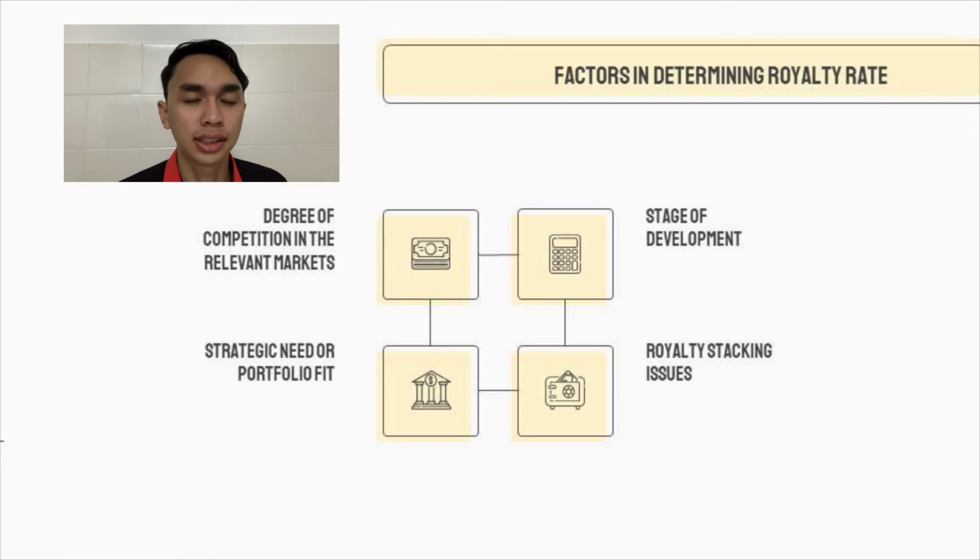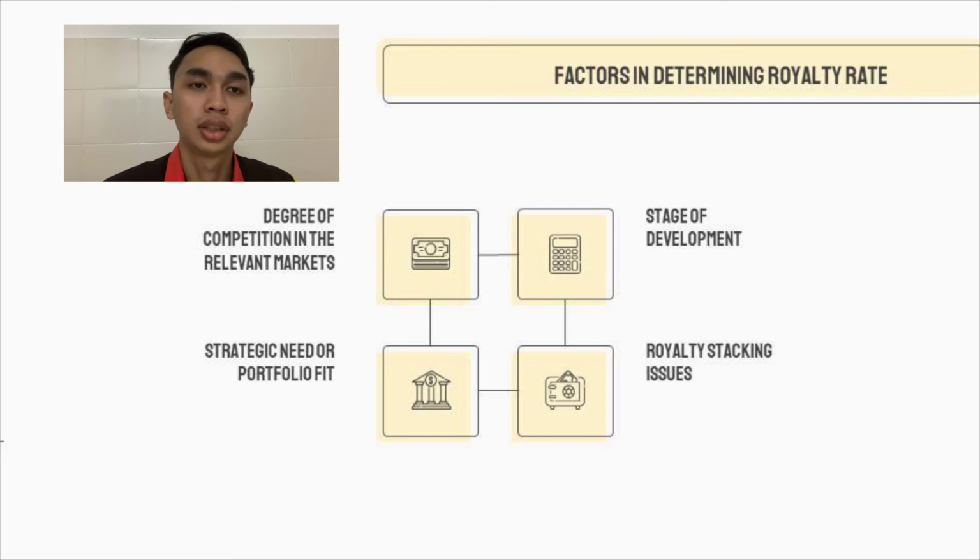The ninth factor is the stage of development. As the licensor, they will first observe the licensee's stage of development in order to give their royalty rates to them. The next one is the strategic needs that the licensee can give to the licensor's products in order to determine the price or the percentage of the royalty rates. And the last one is royalty stacking.